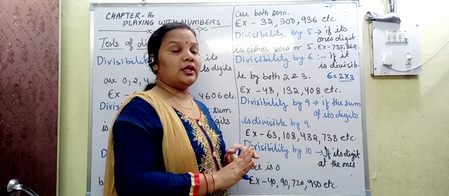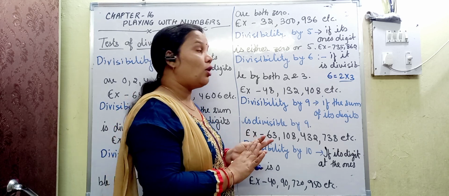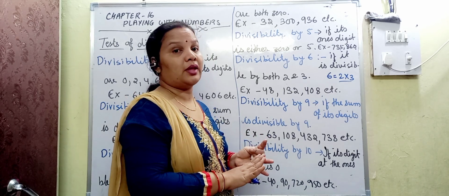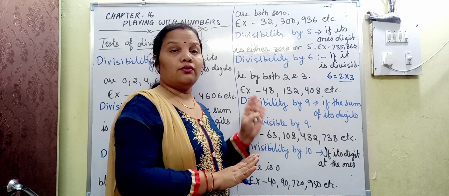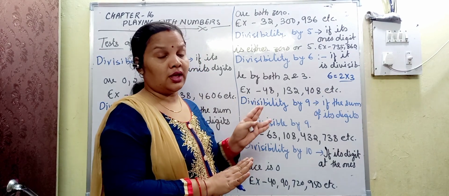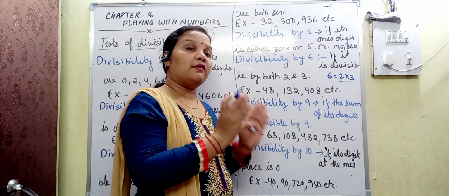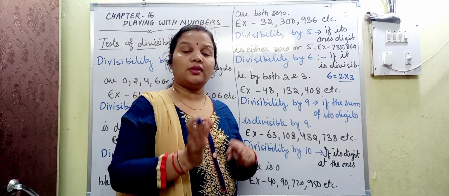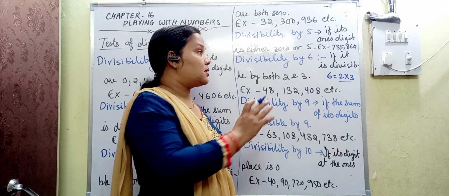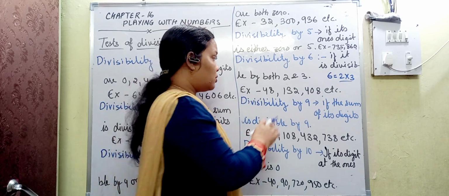Now divisibility by 2 is checked. Now I have to check whether it is divisible by 3 or not. Then what will I do? The divisibility test for 3 is what? You have to add the digits. After adding, if the sum is also divisible by 3, then we can say that yes, this number is divisible by 6 also. So you just add it.